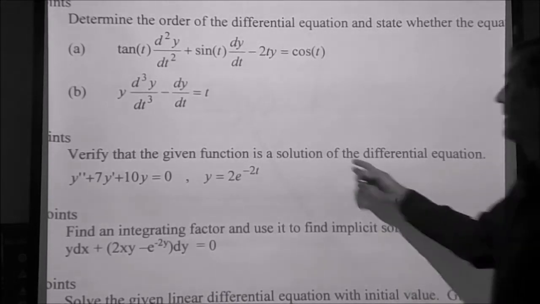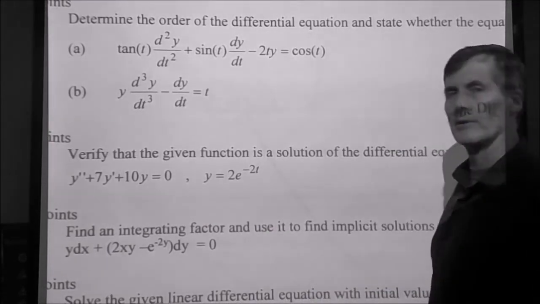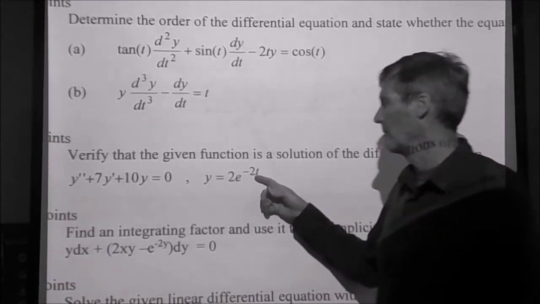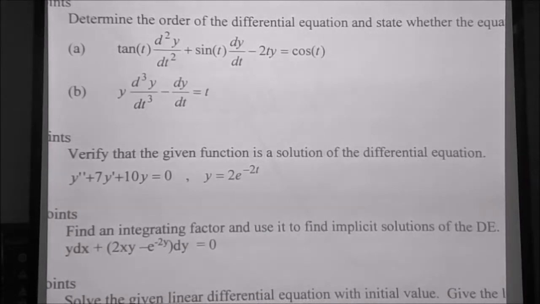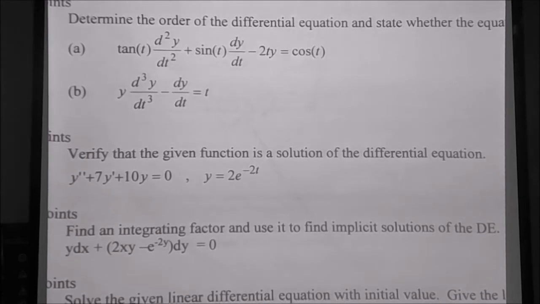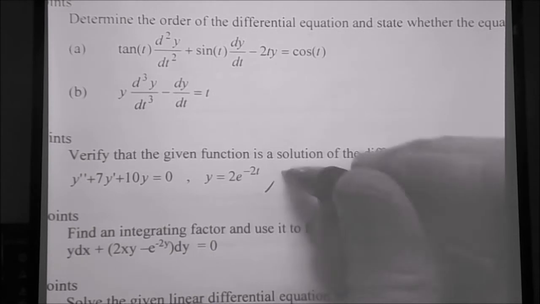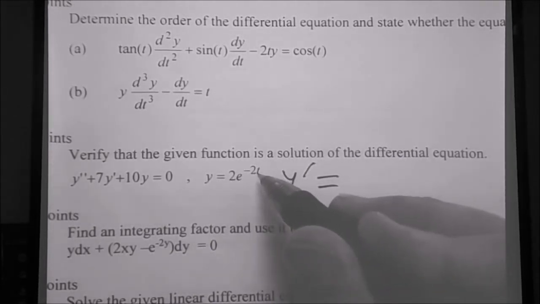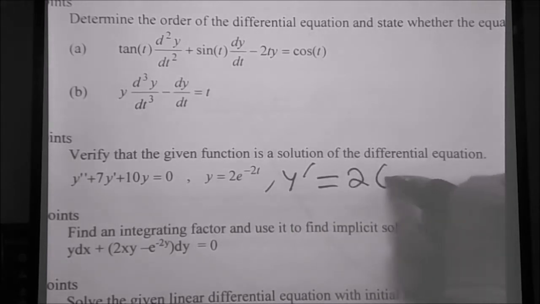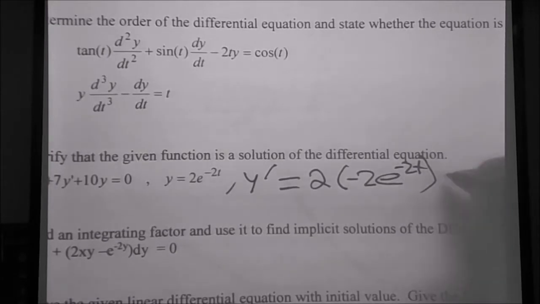How about this one? Verify that this given function is a solution to this differential equation. That's easy to check. You just take the first and second derivatives, plug in the first and second derivatives and y itself, and see that the equation is satisfied. We can do that pretty easily. Y prime equals, by taking the derivative, e to the kt has derivative k e to the kt, so this is 2 times minus 2 e to the minus 2t. That's by the chain rule, but you just memorize that one. It's minus 4 e to the minus 2t.